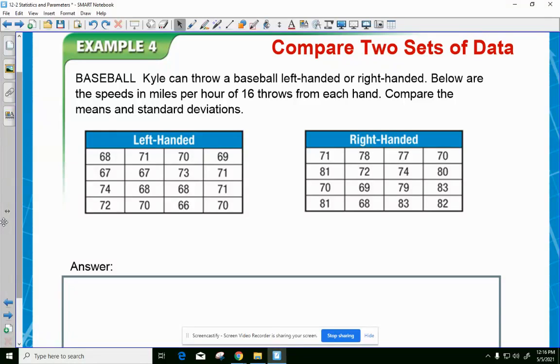And then one table for his left-handed pitches. These are his speeds. One table for his right-handed pitches. And then his averages, so his mean and then his standard deviation. And what does it tell me about Kyle as a pitcher? And then we'll be done. Okay? So clear everything else out you got in Desmos.